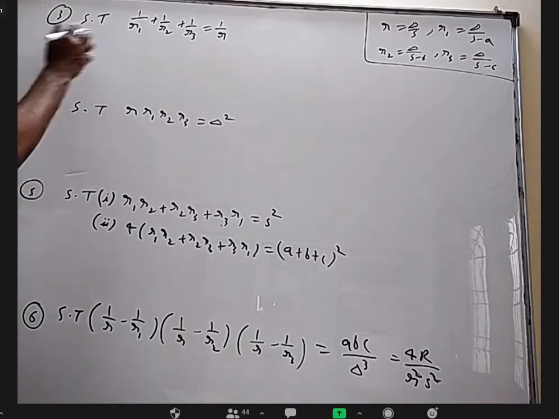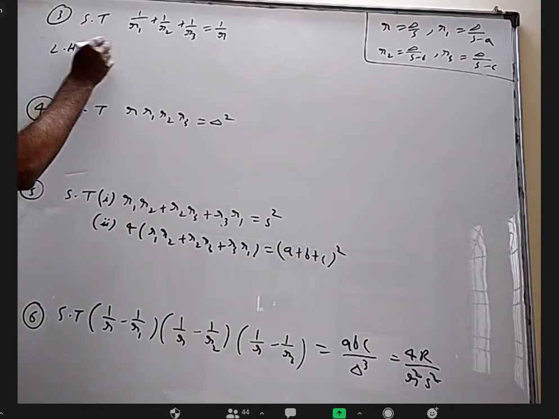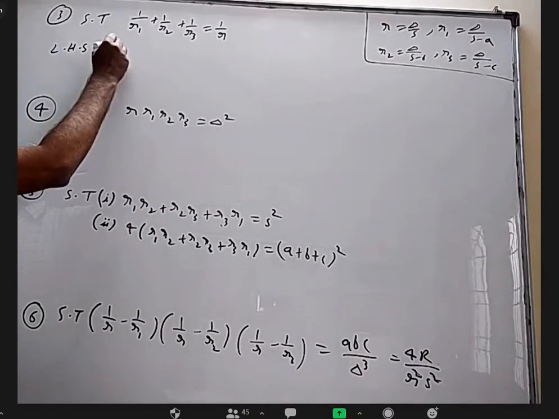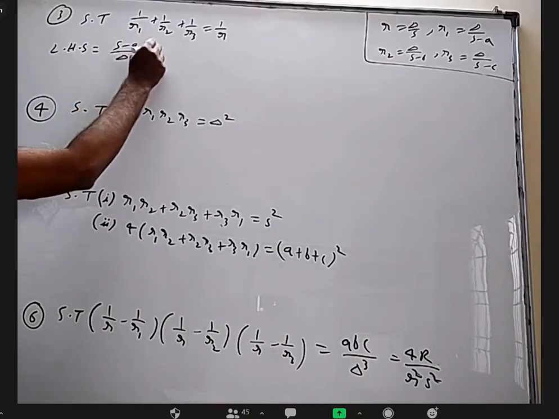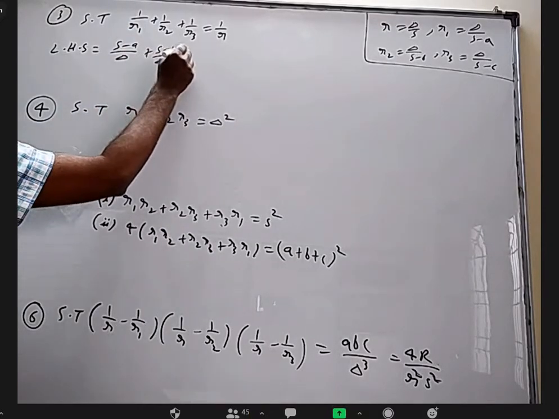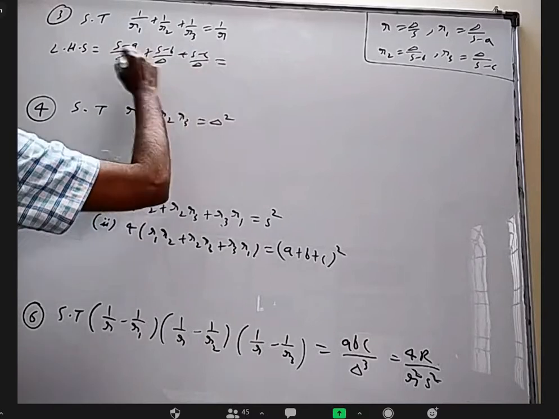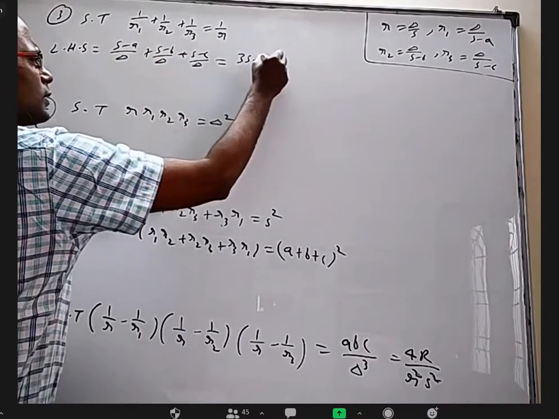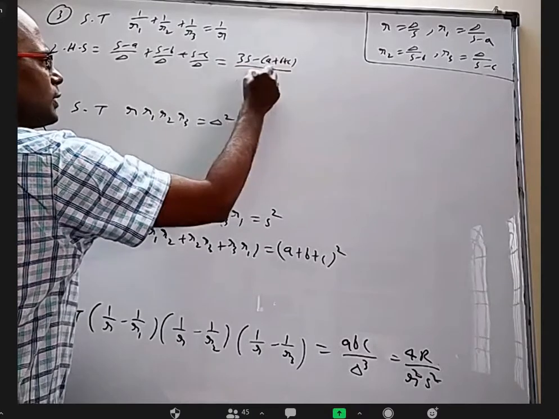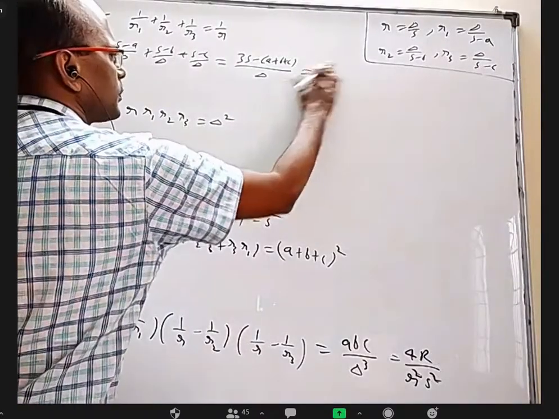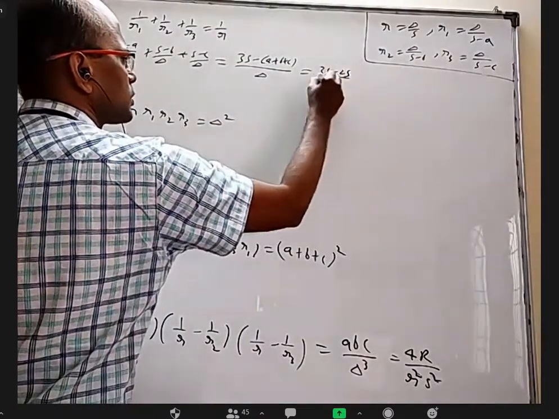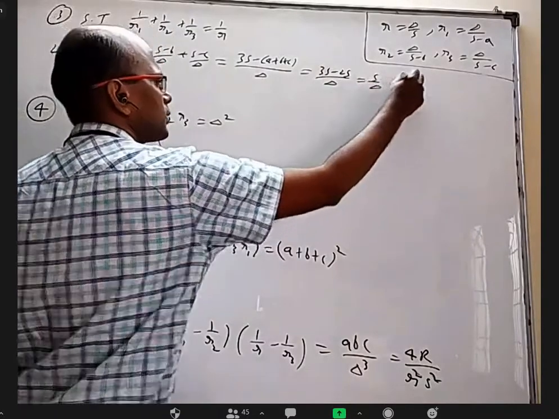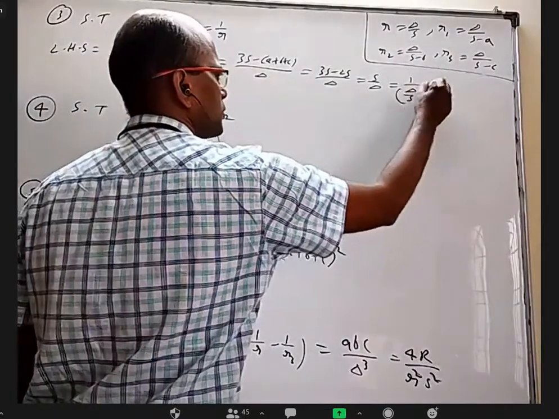Okay, very first one is very simple. LHS. This you can write as S minus A by delta, S minus B by delta, and S minus C by delta. And add, you'll get 3S minus A plus B plus C by delta. That is 3S minus 2S by delta, S by delta, 1 by delta by S, which is 1 by R.